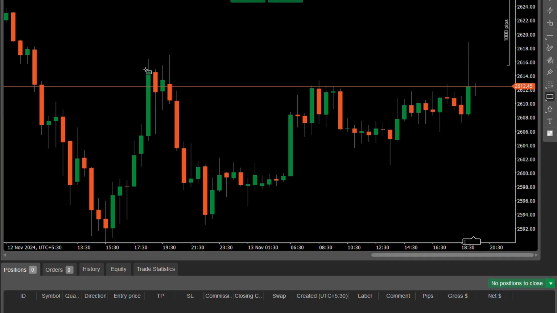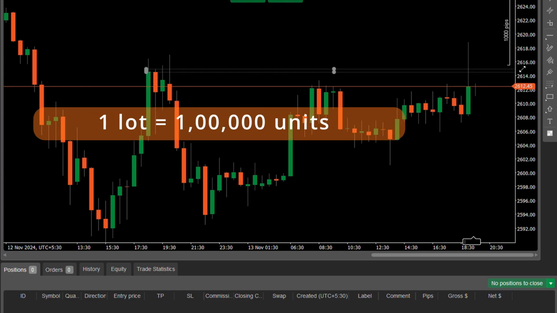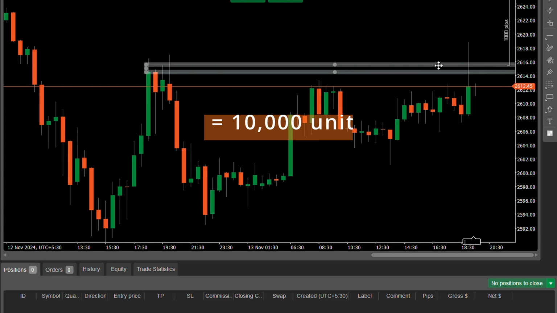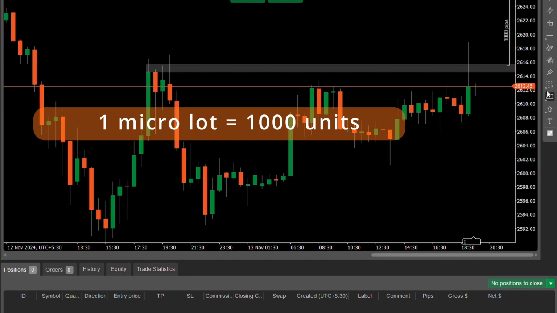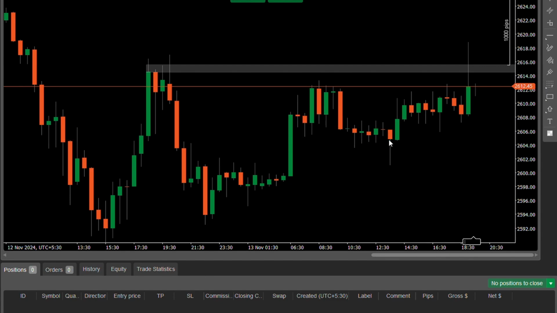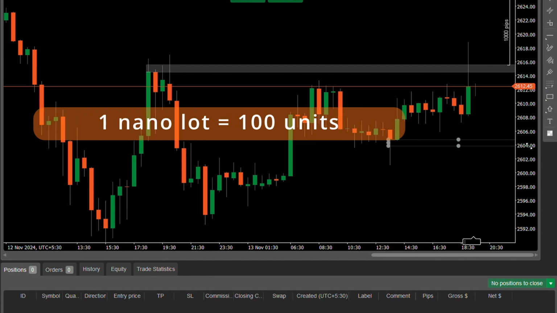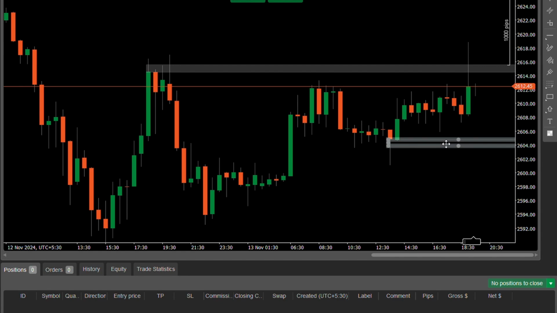In Forex, positions are usually measured in lot sizes. A standard lot represents 1 lakh units of the base currency. A mini lot is a tenth the size of a standard lot and represents 10,000 units of the base currency. A micro lot is 1,000 units of the base currency, and a nano lot is 100 units of the base currency. A standard lot is a unit of measure of the amount that you're purchasing.